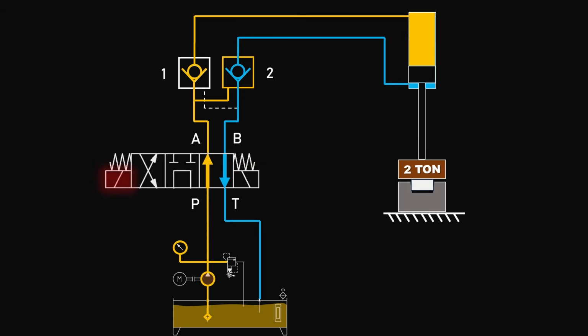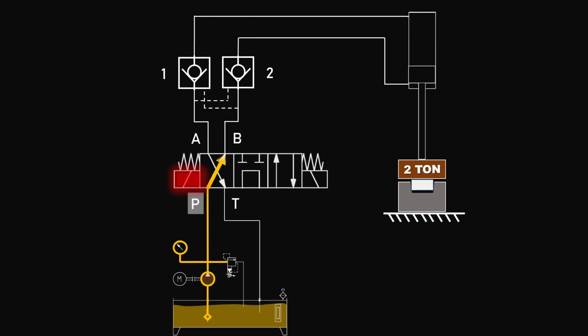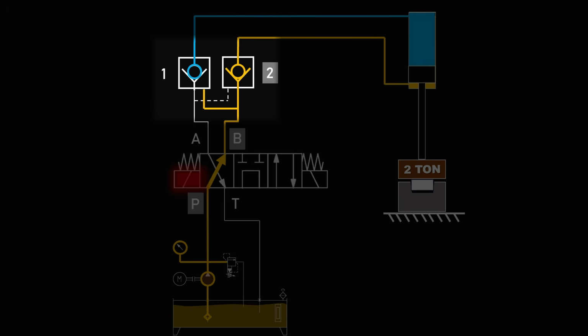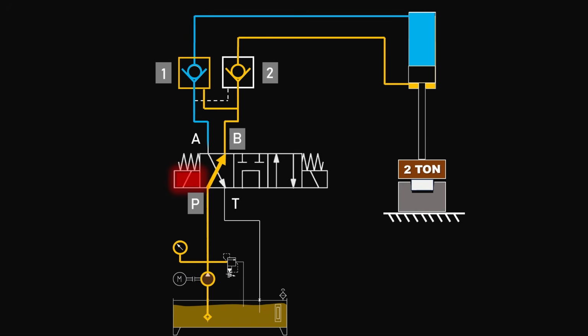Now to retract the cylinder, when the valve connects P to B, oil flows into the cylinder through check valve 2. At the same time, the pressure goes to the pilot of check valve 1. So check valve 1 opens, and the oil from the piston side of the cylinder returns to the tank. So the cylinder retracts normally. And now the critical part.